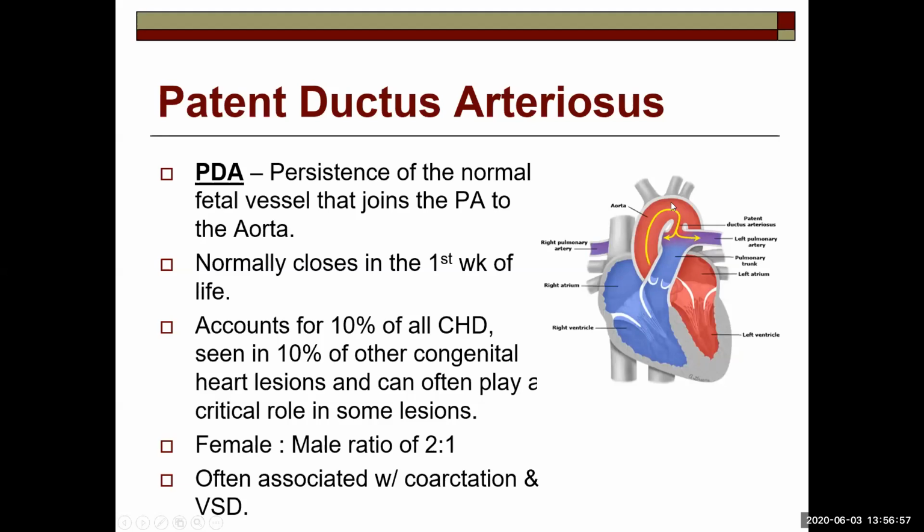Between the pulmonary artery and the aorta, you have a little canal that usually opens up during your fetal stage. And you have what we call a ductus arteriosus right in here. And when the blood flows up there, then you have oxygenated blood going back into the pulmonary trunk. Again, it's acyanotic because not enough blood goes in here.